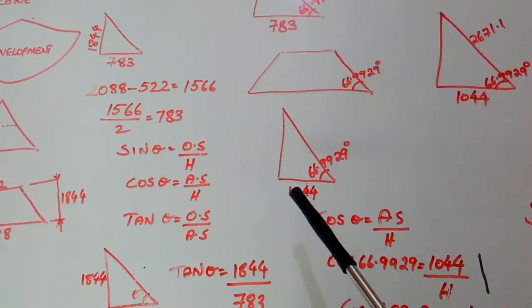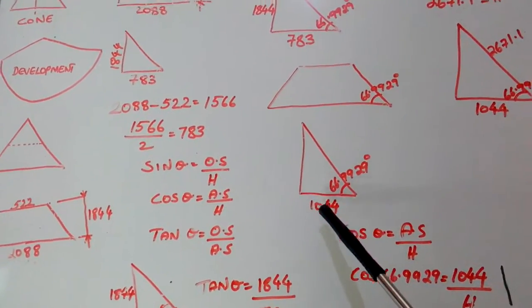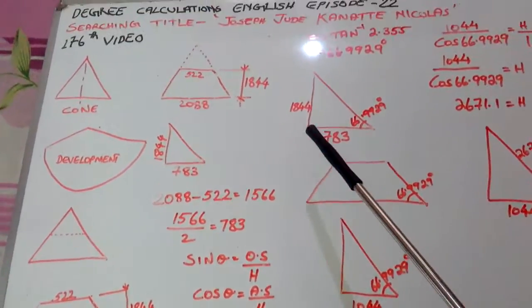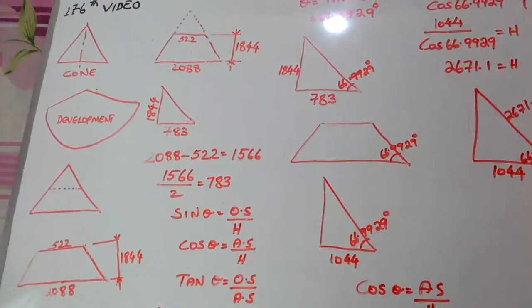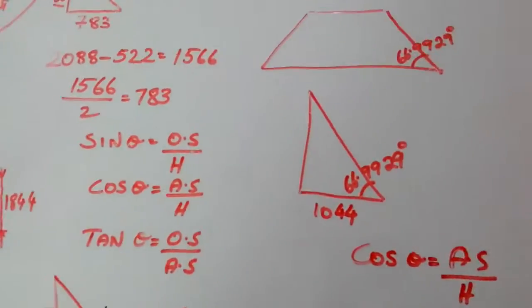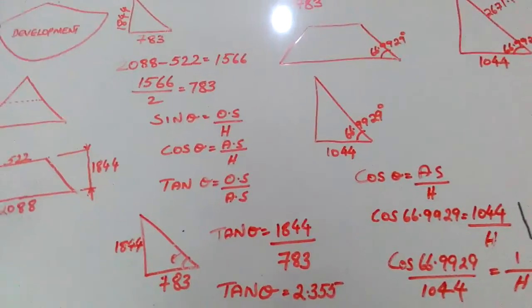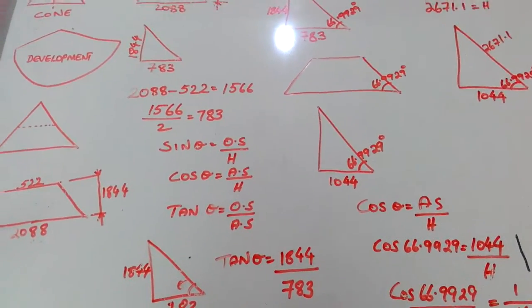2088's half is 1044, and we used this degree. Using this measurement and this degree, we can find out this length. That will be the length from here to here. If we get that length, we can easily make the round, and we can find out the first step for making the cone's development.